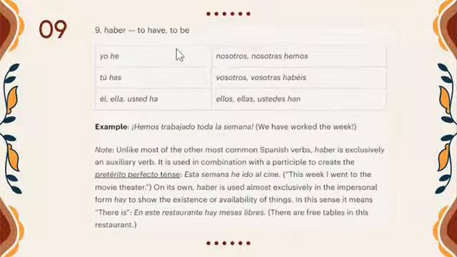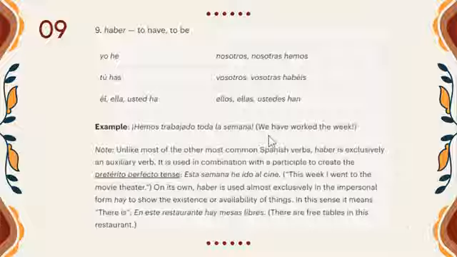Haber, to have or to be, right? You've used this one, I'm guessing, when you say "there is," right? That is a form of haber. Once again, it's irregular. There's whole tenses based on haber. And the example they use is "Hemos trabajado toda la semana," right? We've worked the week. We have worked the week.